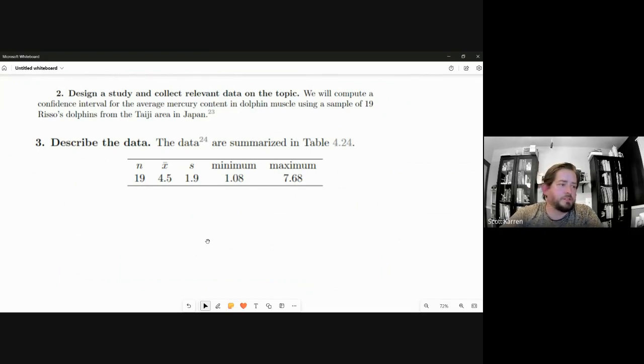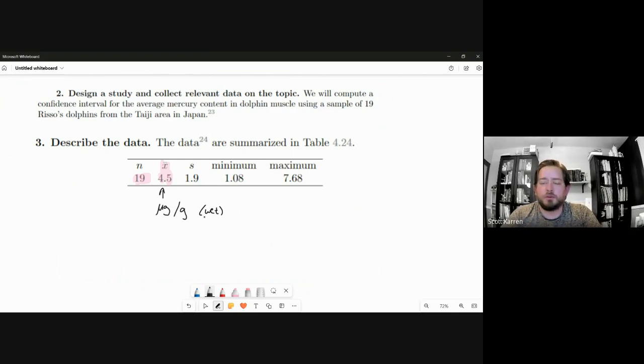There were 19 dolphins surveyed. I don't know how they surveyed them. They might be dead, but there's 19 surveyed. They found that the average, this x bar, is 4.5, and not that it matters much, but this is micrograms. Micrograms just happens to use that same letter mu. In this case, it means micrograms of mercury per gram of muscle tissue before that tissue gets dried out.